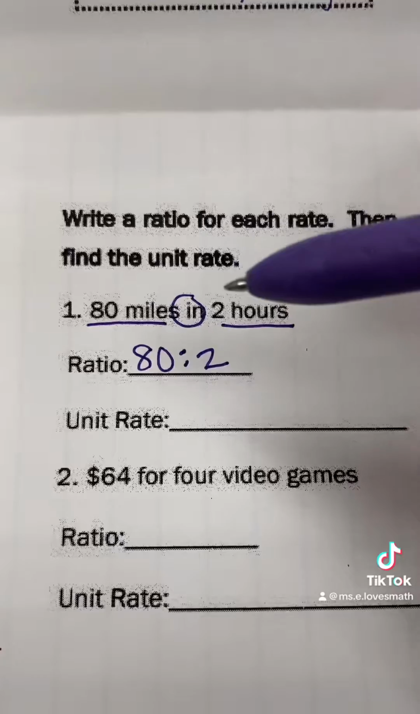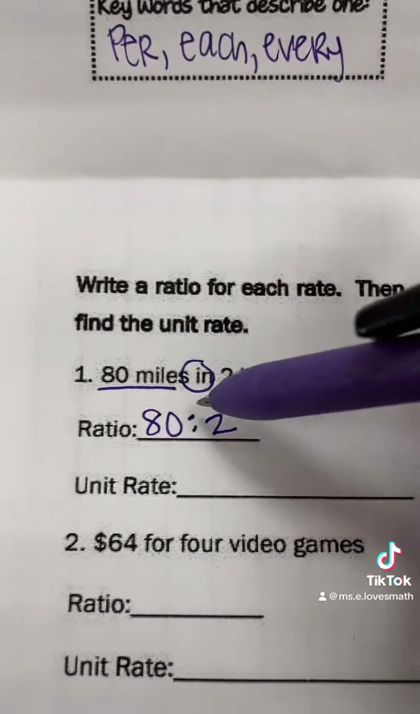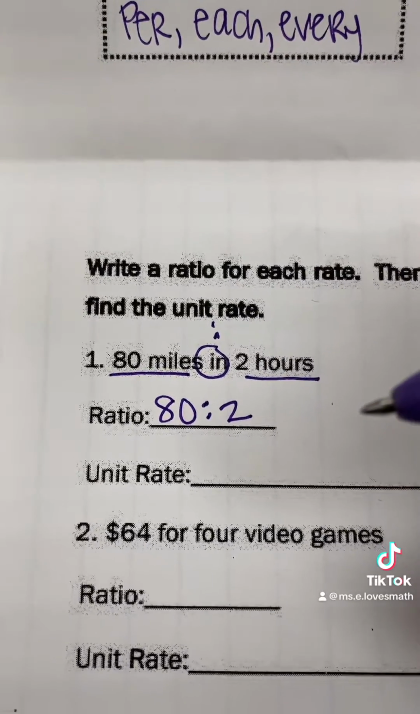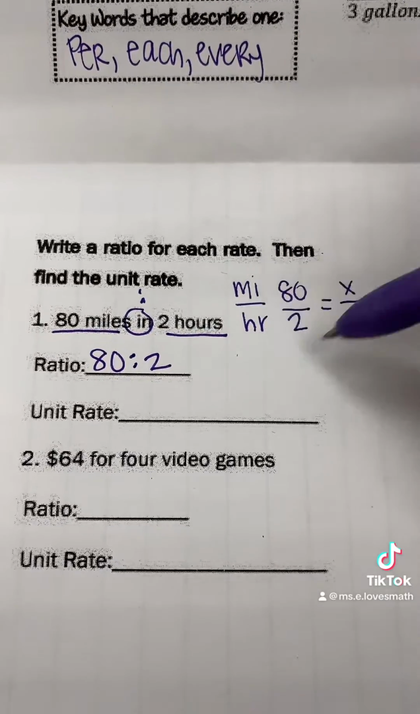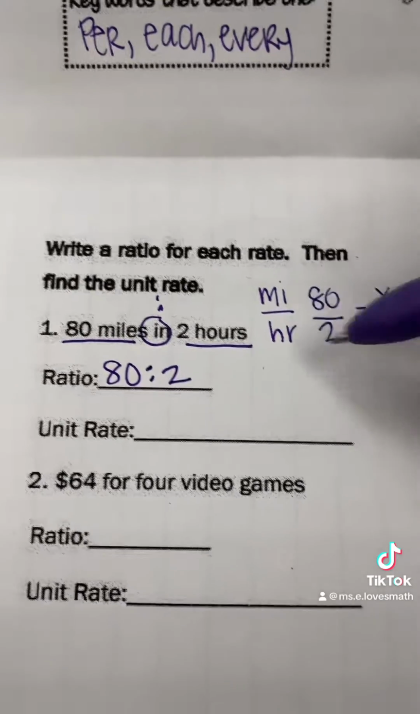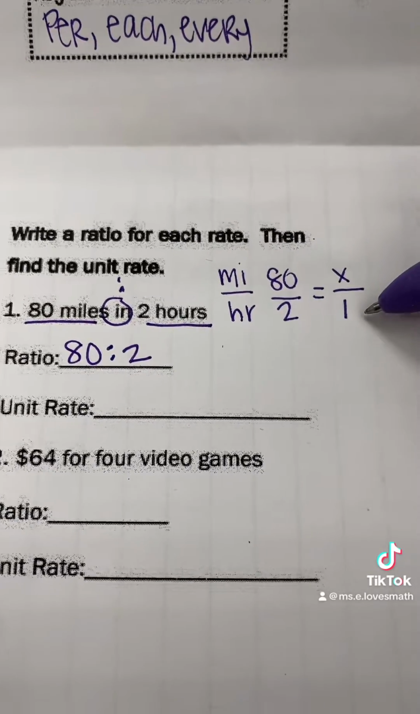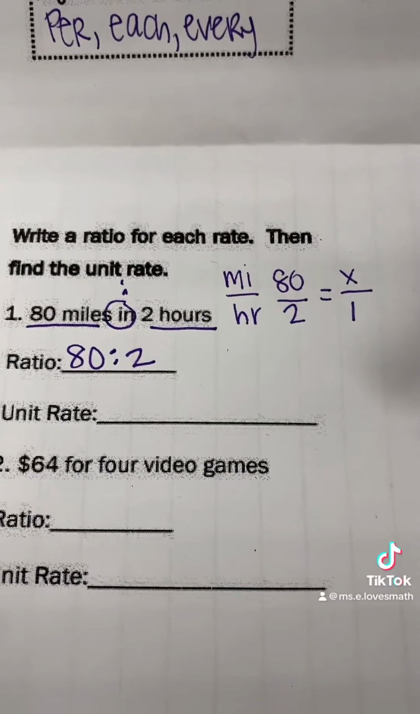So we have 80 miles in 2 hours. So we write our ratio as 80 miles in 2 hours. Our "in" signifies where our colon should go. So just like always, we're going to set up our proportion. We are going to label our numbers, but this time, since we need to find our unit rate, we want to find for 1 hour. How many miles can they go in 1 hour?